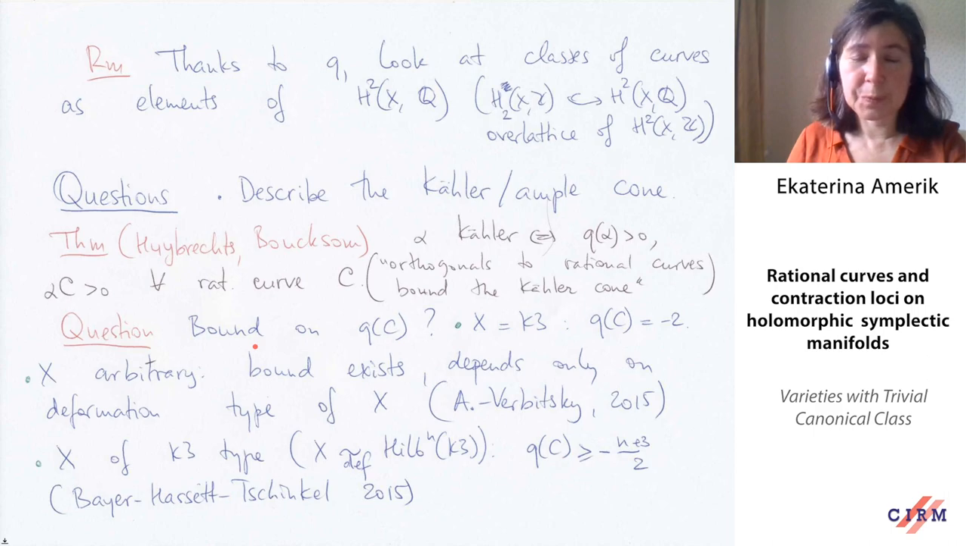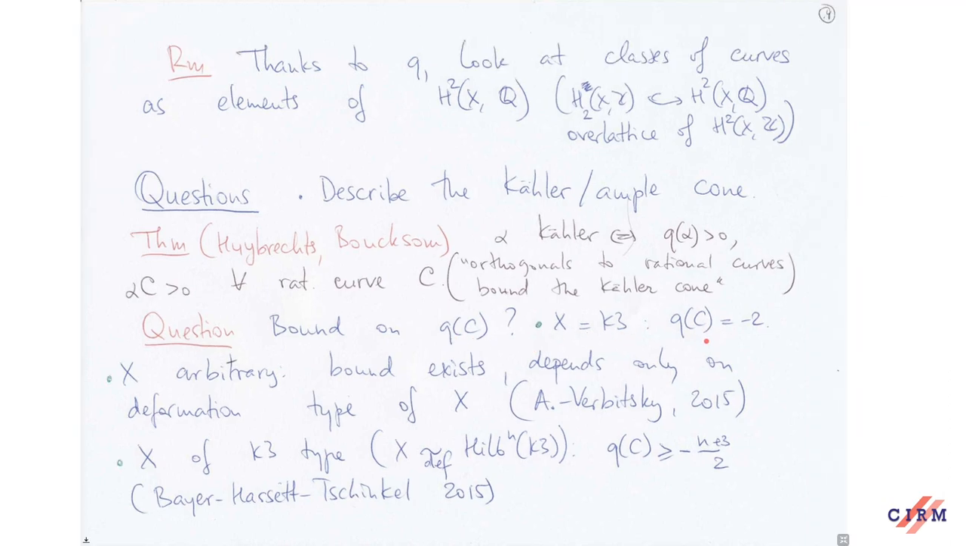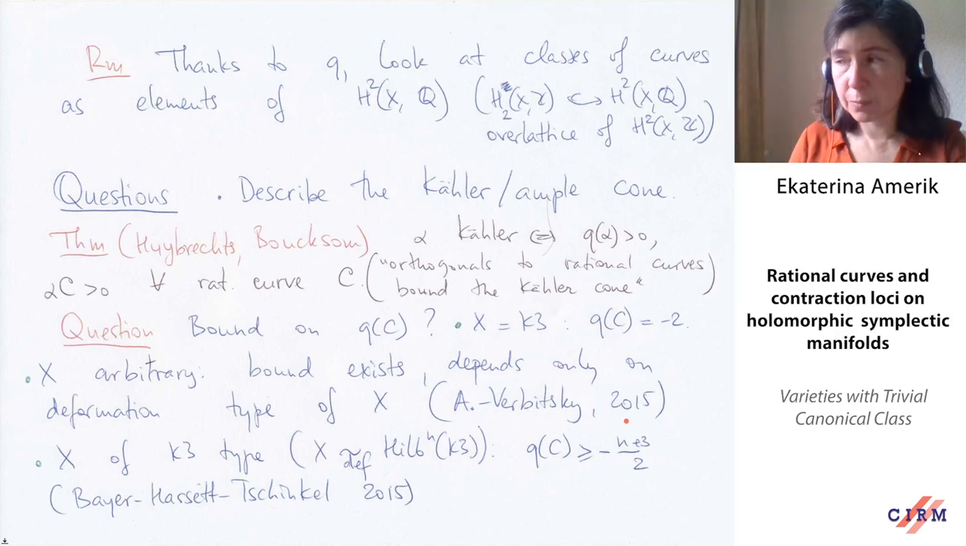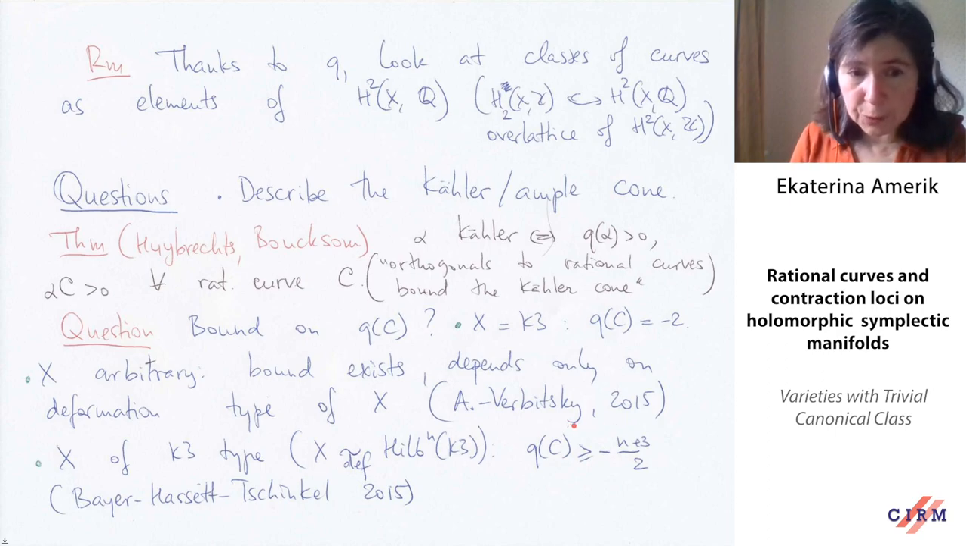But now, back then we knew that these were minus two curves. And now, of course, one can ask whether we have any bounds on the Beauville-Bogomolov squares of these curves. So in the K3 case, it was just minus 2. If X is arbitrary, then it turns out that bounds exist and depend only on the deformation type of X. This is something which we proved with Verbitsky around 2015. This is essentially equivalent to the Morrison-Kawamata cone conjecture.